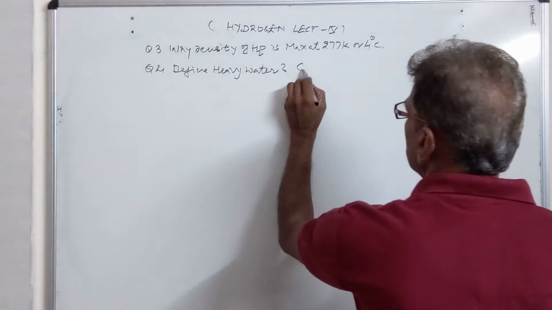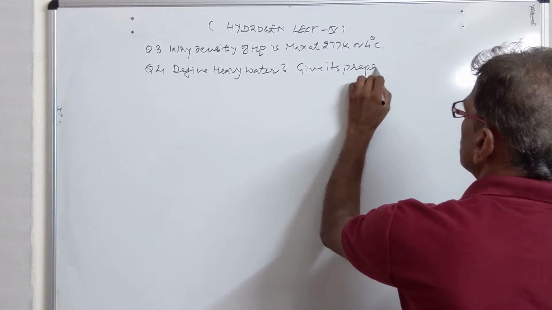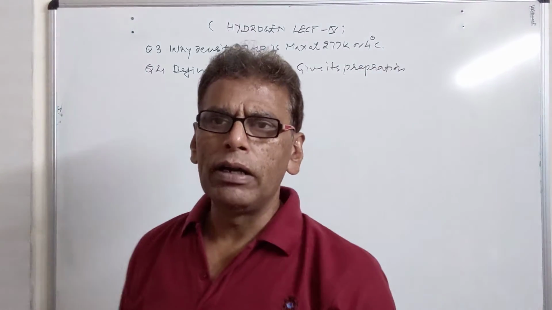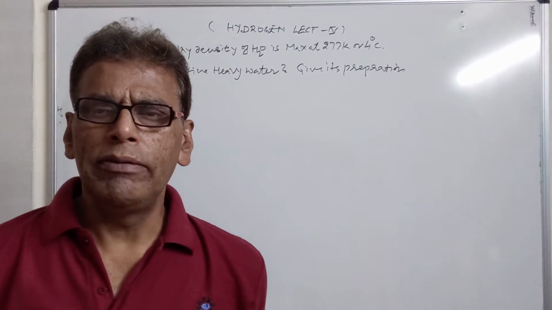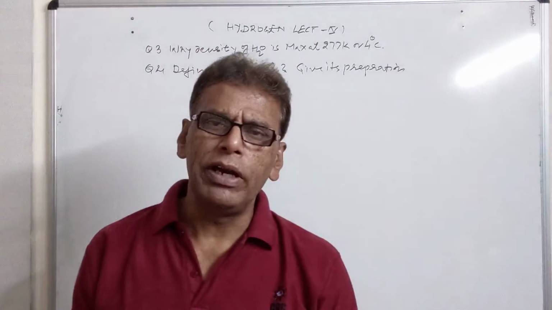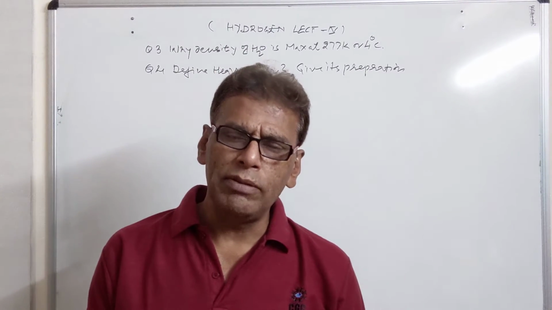Give its preparation. Now what is heavy water? D2O is called heavy water, and it is an oxide of deuterium. As we know, hydrogen has three isotopes: protium, deuterium, and tritium.